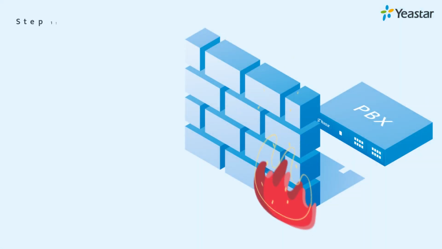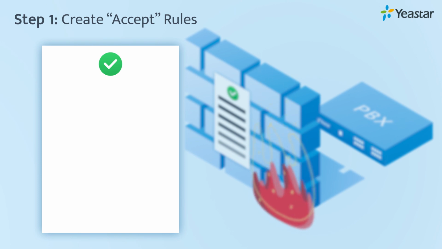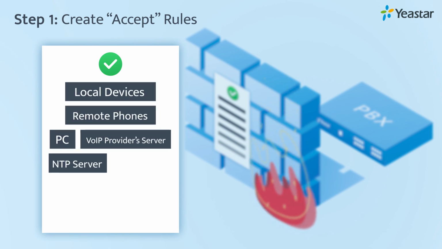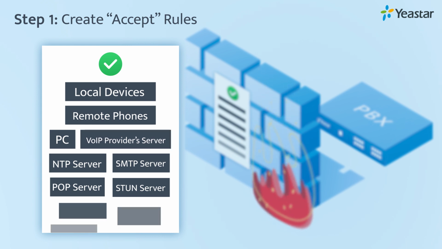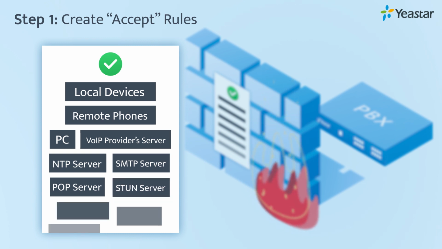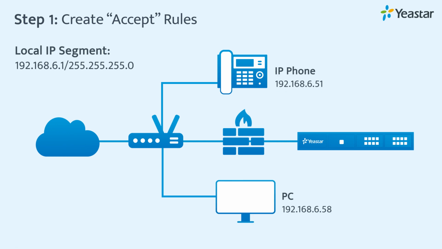Before we get started, we need to figure out what hosts are allowed to access the PBX. Usually, we recommend adding the following devices and hosts to the list. All the devices in the local network, remote phones, and other devices like your PC, the VoIP provider's server, NTP, SMTP, POP, and STUN servers. You can also add other hosts according to your network environment. Take this as an example. In the local network, all the devices which need to access the PBX are deployed in this IP range.